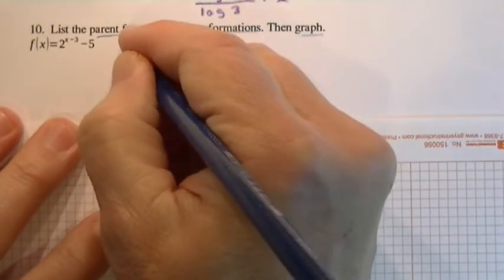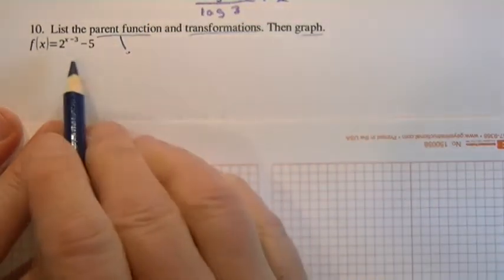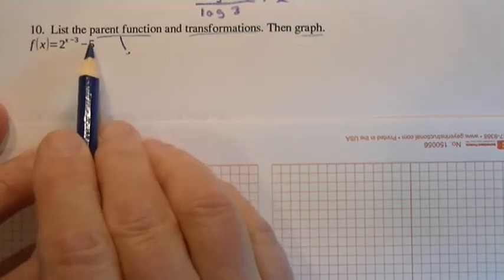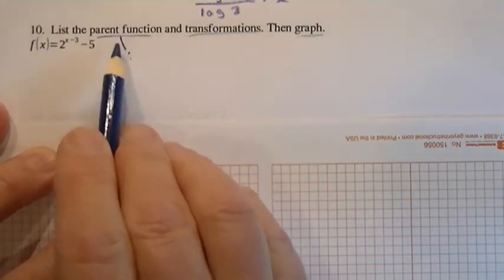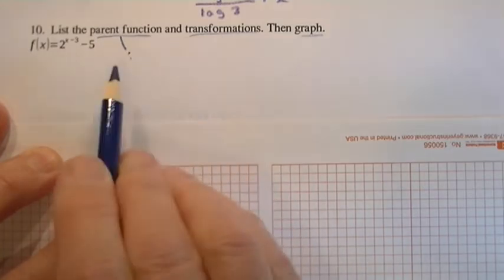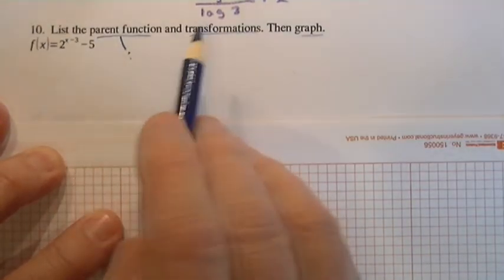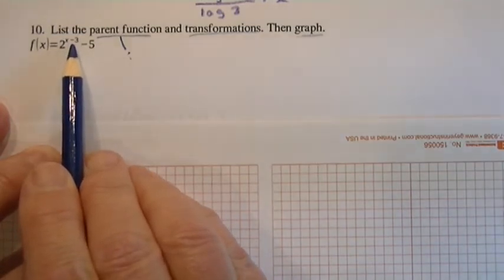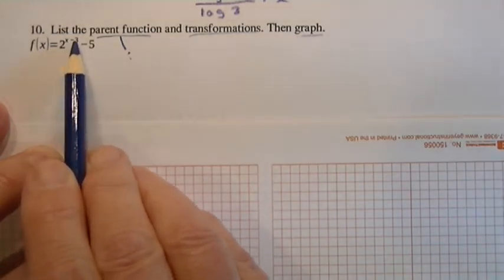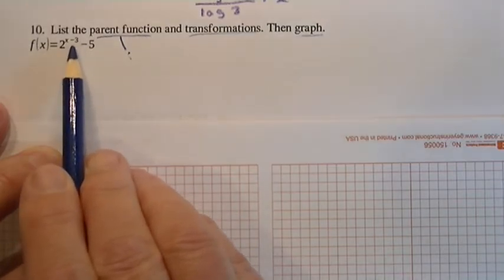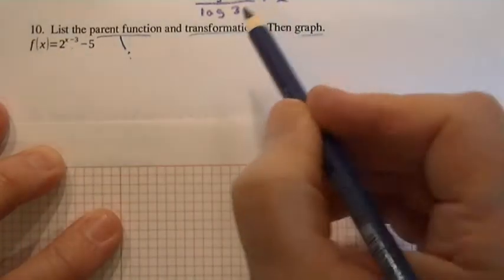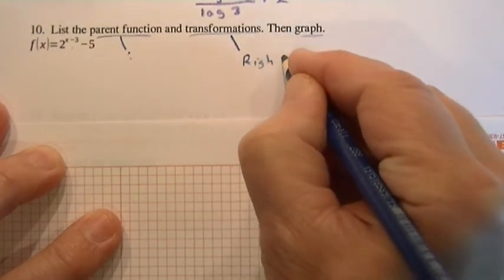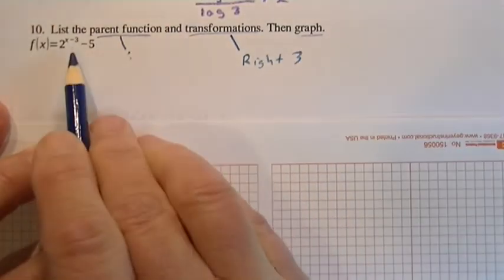The parent function, remember, is essentially the simplified version of this without the transformation. So you might not be able to get the parent function if you can't take away the transformations. So let's go ahead and look at the transformations. The first transformation is that we're subtracting 3 before we're raising 2 to this power. Since that happens before, that minus 3 is a right shift. So it's a right shift 3.